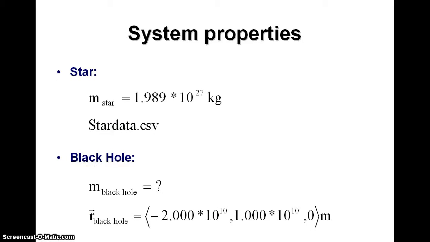Our system consists of the star and the black hole. This is the mass of the star, and its position over time is located in the stardata.csv file. The mass of the black hole is the unknown we are trying to find in this lab. This is the black hole's initial position, and we will assume that the black hole remains stationary throughout this simulation.